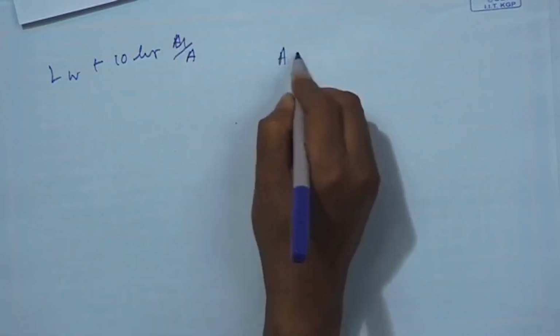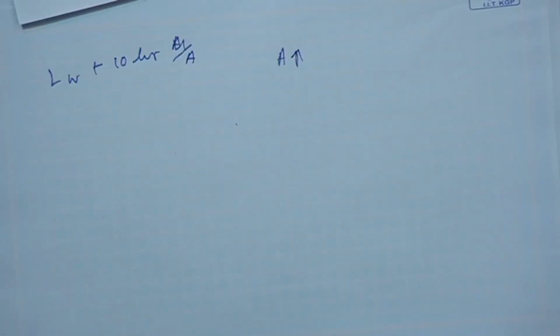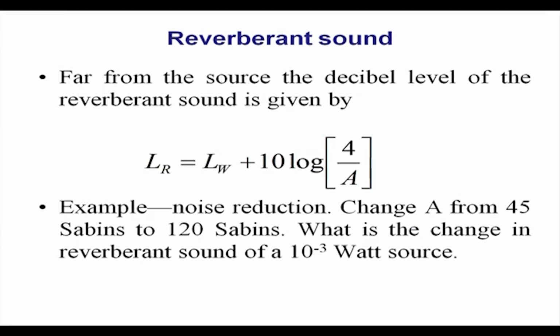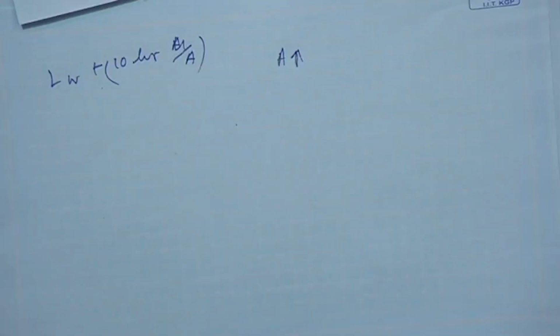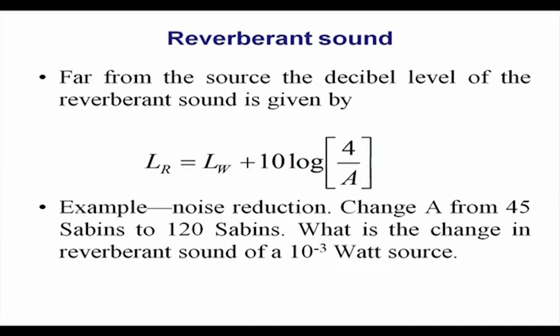If I increase A, the reverberation sound will be, this factor will be decreased. 10 log A, if A is large, then it will be minus. So, it will decrease. So, this can be used for noise reduction. Change A from 47 to 107, what is the change in reverberation sound?